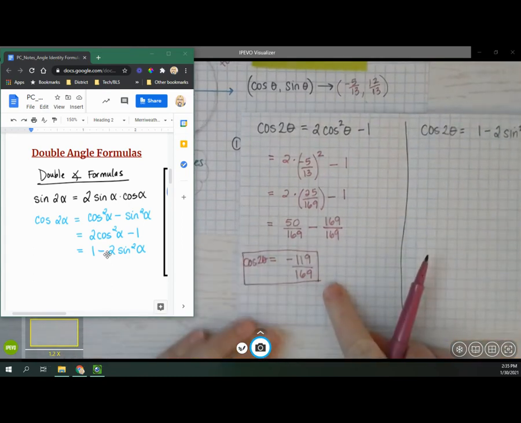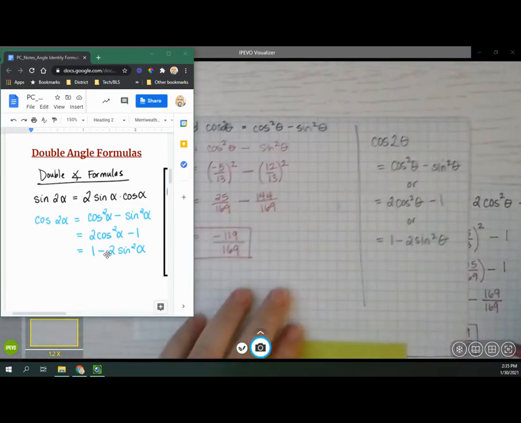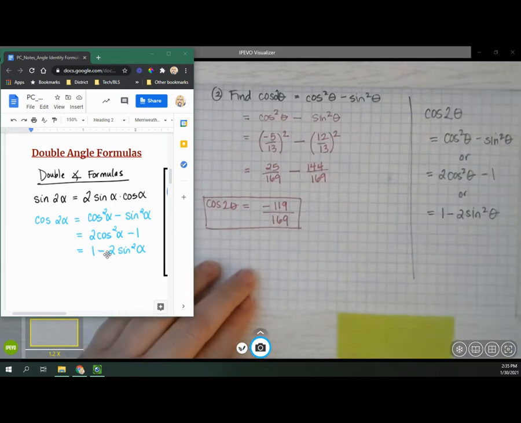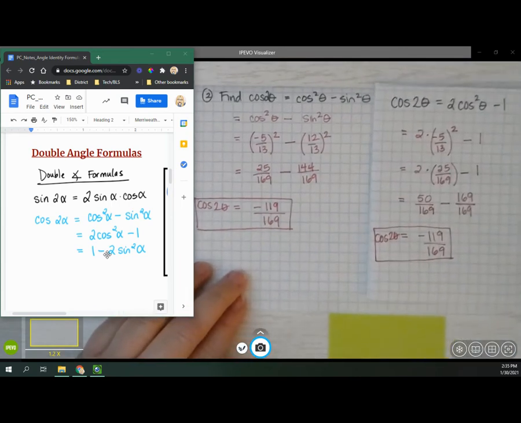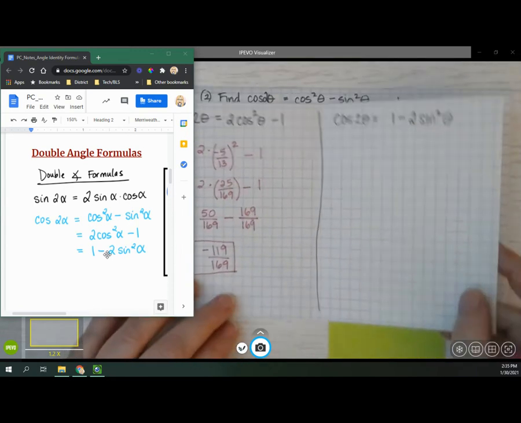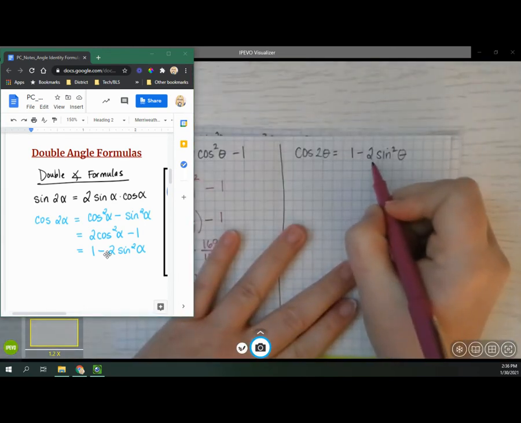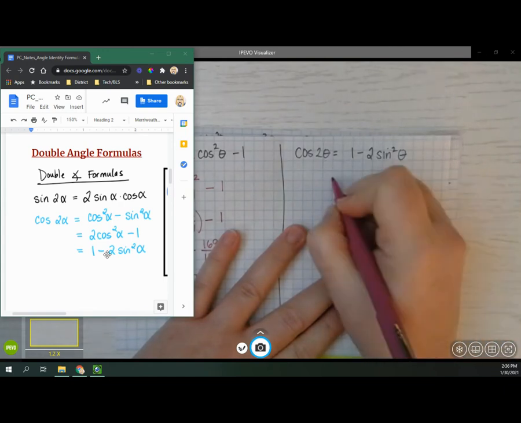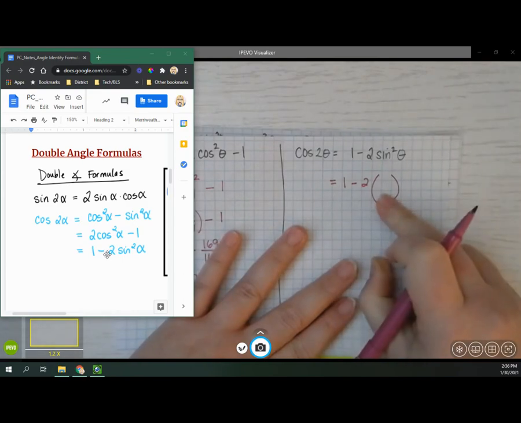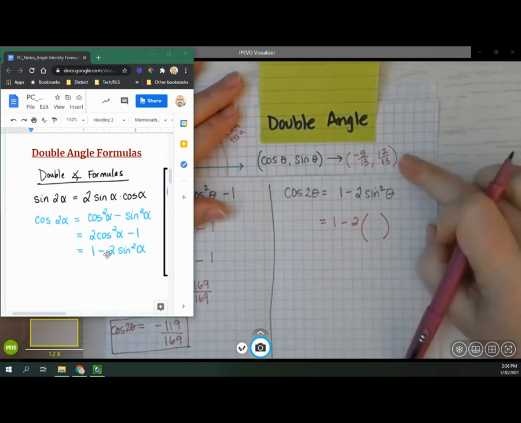Well, let's check to see if we got that answer the first time. When we did it using the first formula, we got negative 119 over 169. When we did it with the second formula, we got the exact same answer. Let's try it with the third formula. In this formula, they want me to do 1 minus 2 sine squared. So let's plug in those values. 1 minus 2 times, and sine for this problem, let's just verify, is 12 over 13.